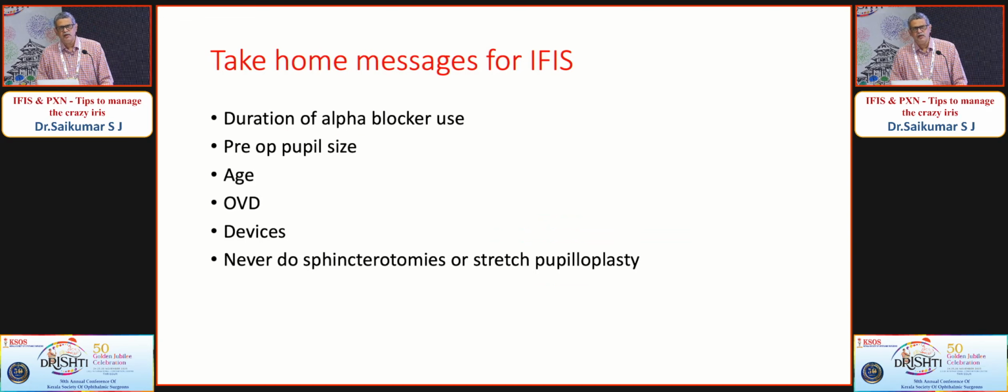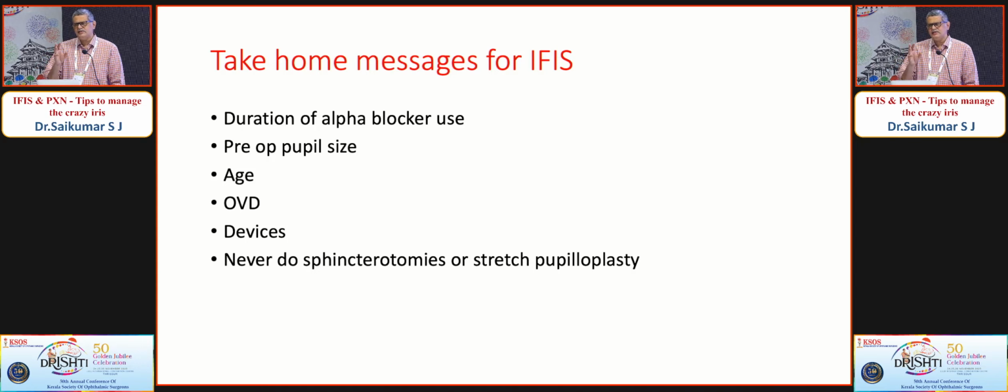So the take-home messages for IFIS is that duration of alpha blocker use has no connection. Even patients who have been on it for 2 months, you can have IFIS. Some patients who are on it for 5 years, you may not get IFIS. So once you know that this patient is or was on alpha blockers, we recently had 2-3 patients who had already undergone surgery for prostate 2 years back, but they were using tamsulosin at some point of time. They also had similar IFIS.